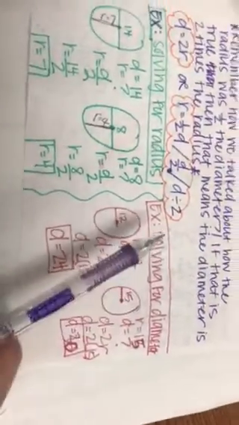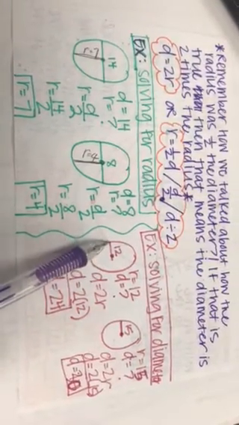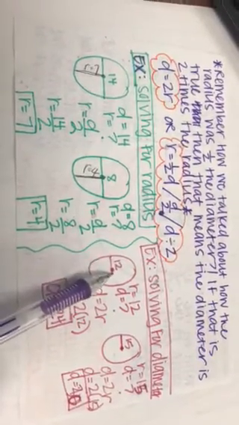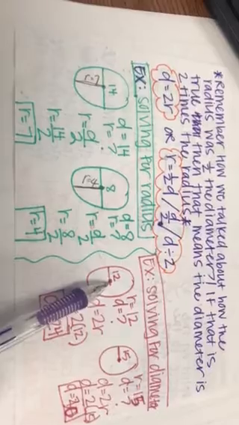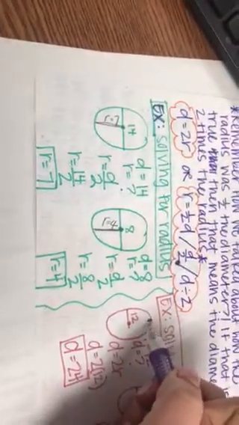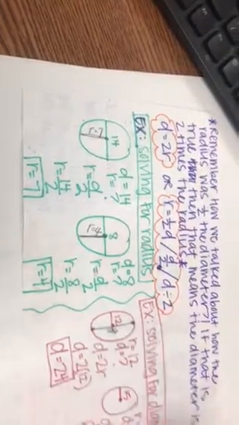So then solving for the diameter. This time they give us the radius, so the distance from the center to the outer edge of the circle is 12. So if we double that radius, meaning it goes from here and here, so if we do the radius times 2, you get 24, meaning that the whole length of the circle from one endpoint to the other going through the center would be 24.